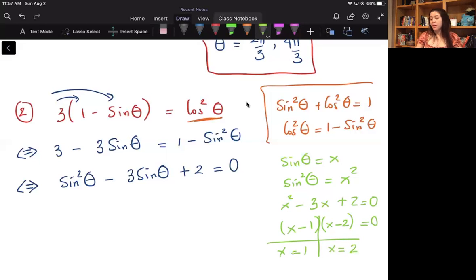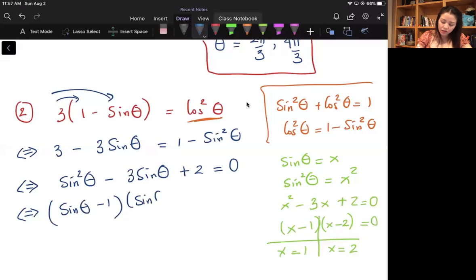Right? But maybe I don't need that step. So all you need to do is replace sine theta back, right? Instead of x. So this becomes sine theta minus 1 times sine theta minus 2 equal to 0. Maybe I don't need to solve completely.